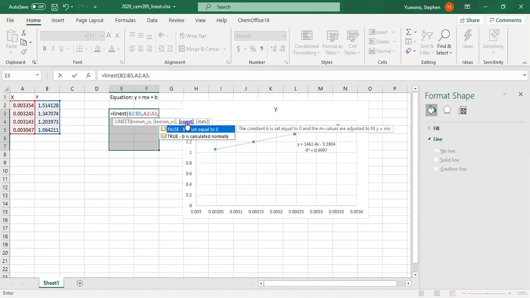The first one is whether we want to set the intercept at 0 or whether we want to also calculate the intercept. So in this case, we always want to calculate the intercept when we are fitting. So let's put 1 or true. Next one, it asks whether we want additional regression statistics such as the errors and all the rest. So we do want them. So this is also true or 1.